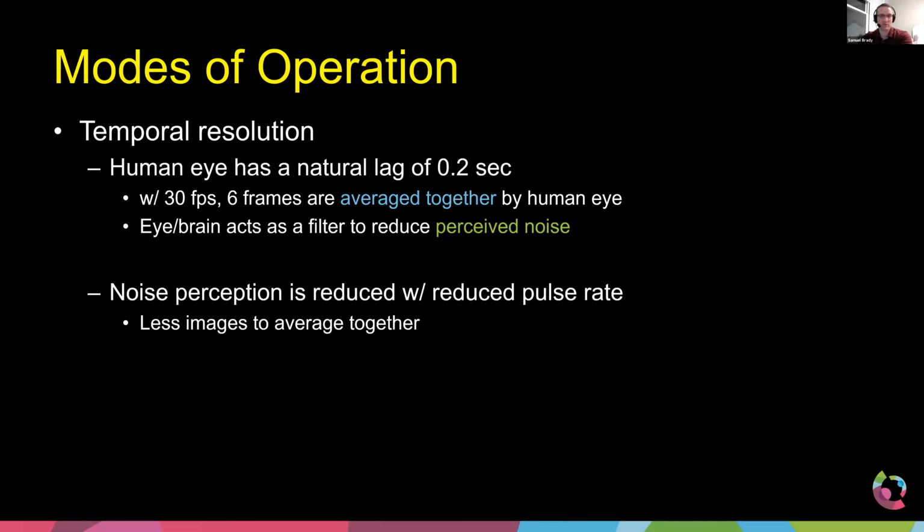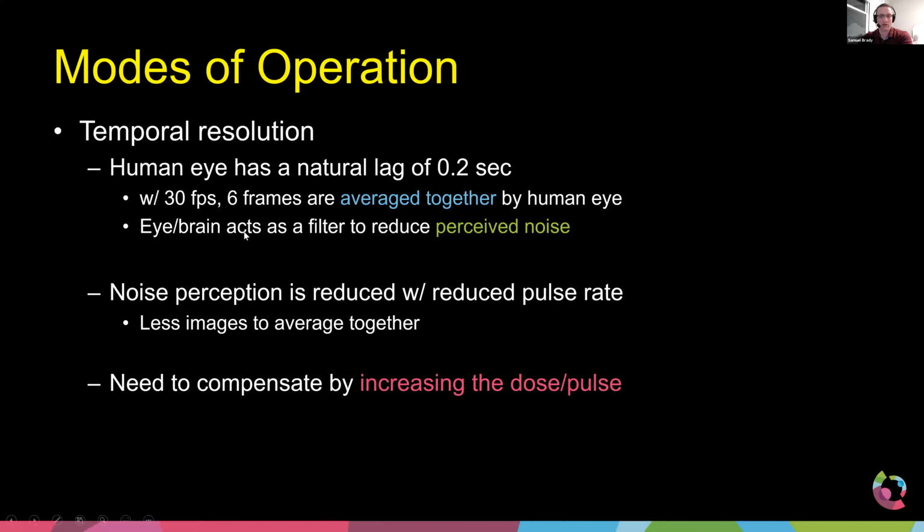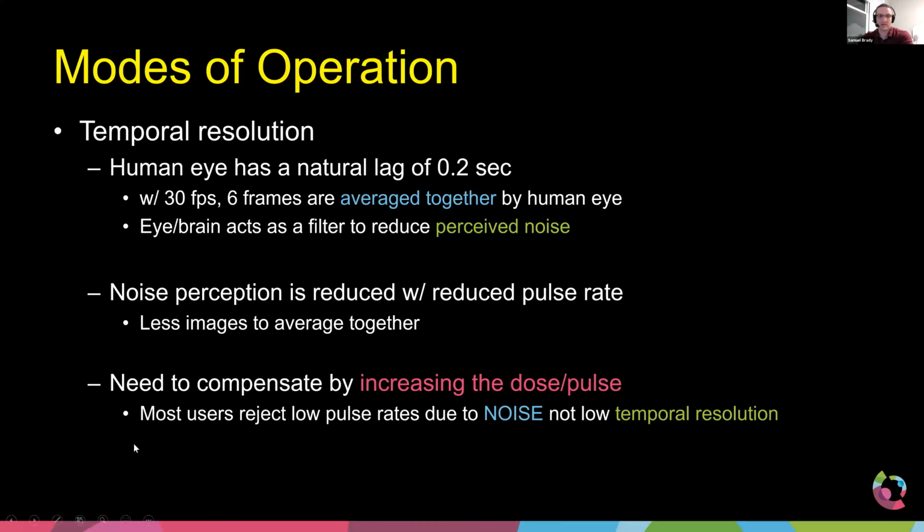The perceived noise will look more noisy in the image. So we need to compensate by increasing the amount of dose per pulse as we go from 30 to 15 and lower and lower and lower. This is called the Fichte principle.